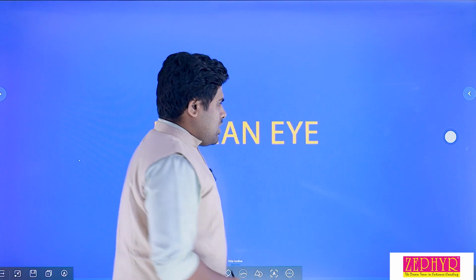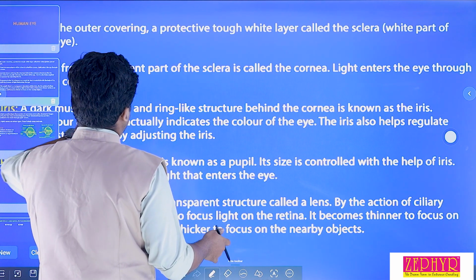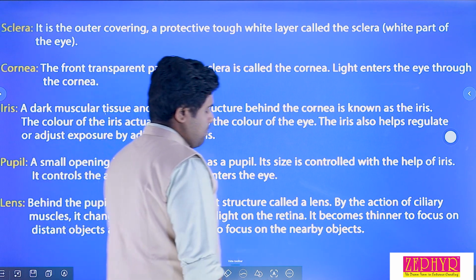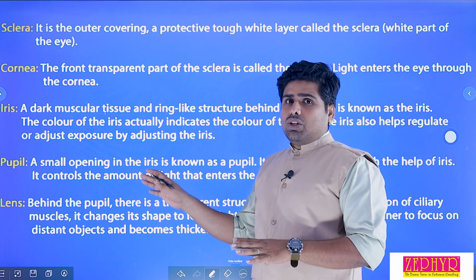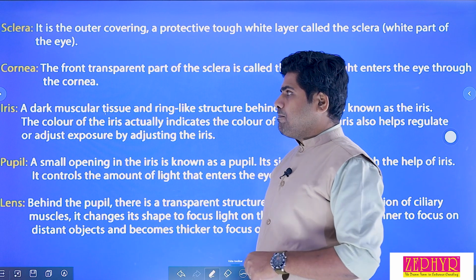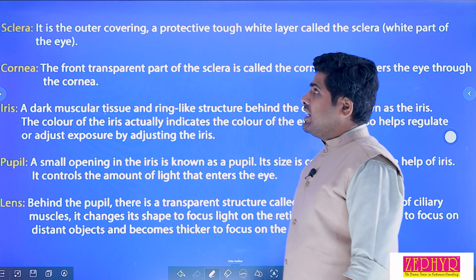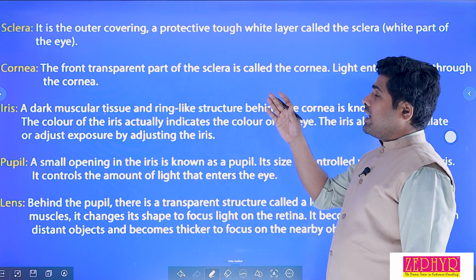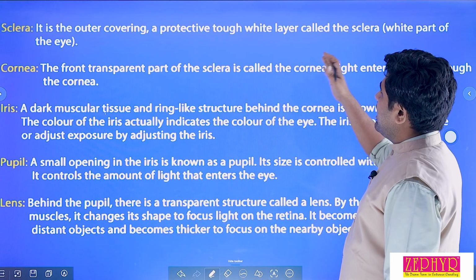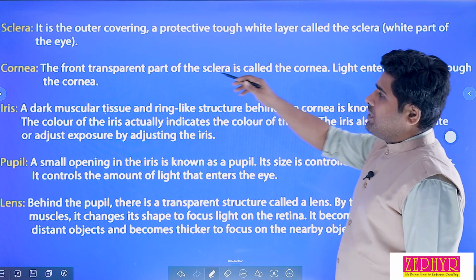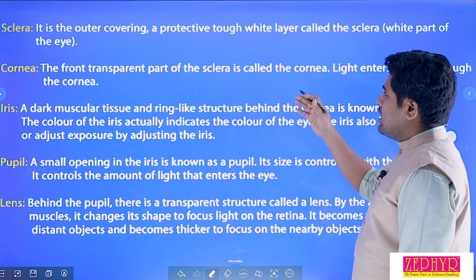First I will explain some important parts of the human eye. You all studied this in your 10th standard classes. The first one is sclera. It is the outer covering, a protective white layer of the human eye. Then the next one, cornea, the front transparent part of the sclera.